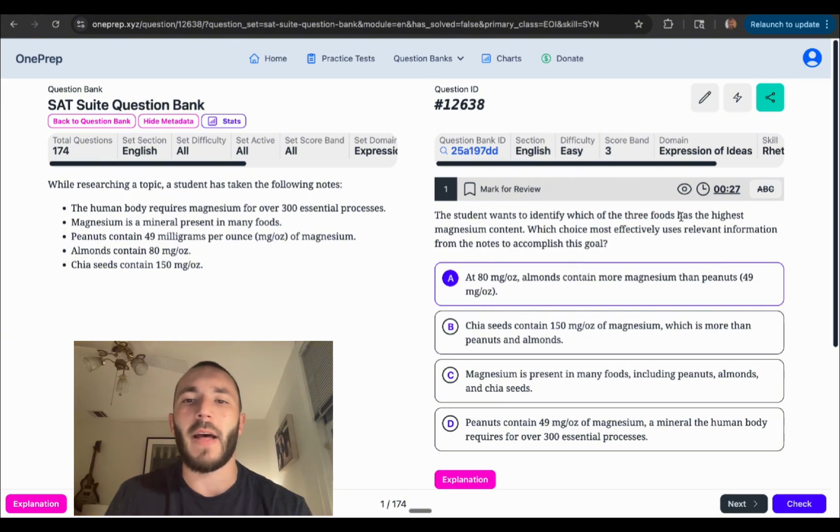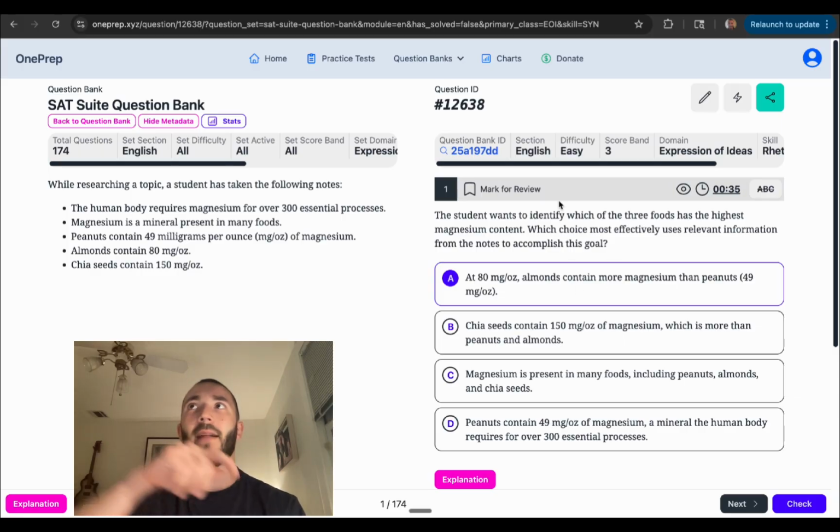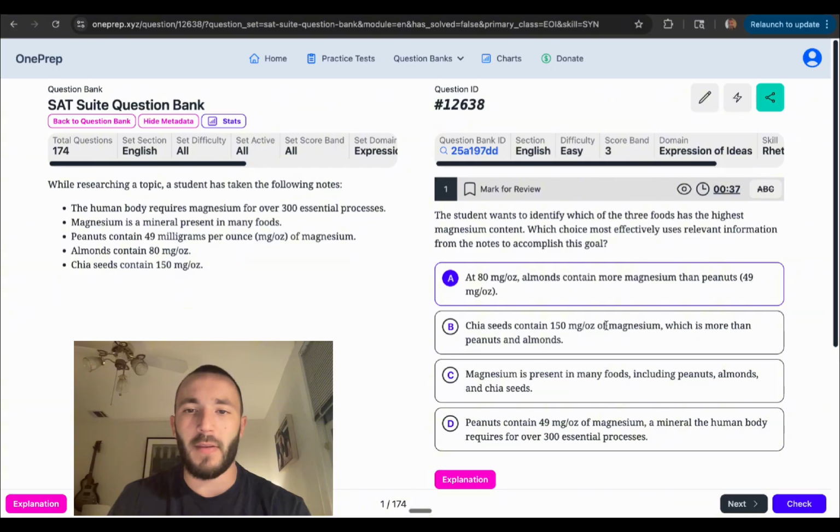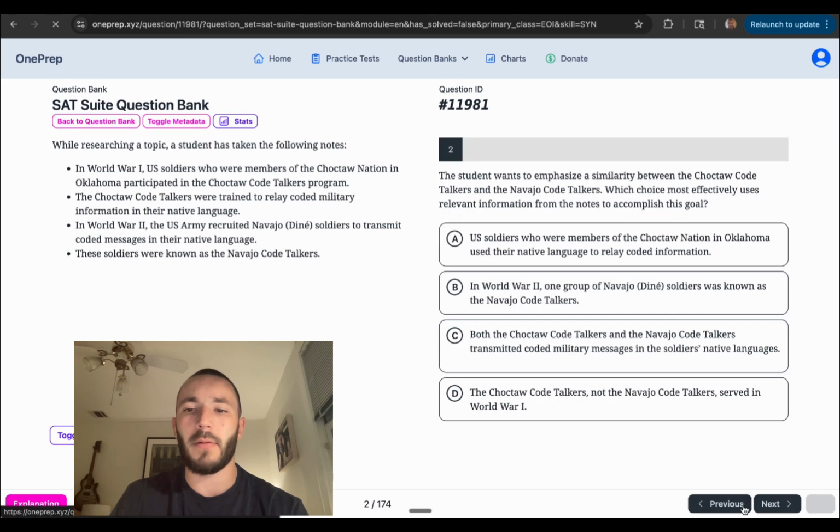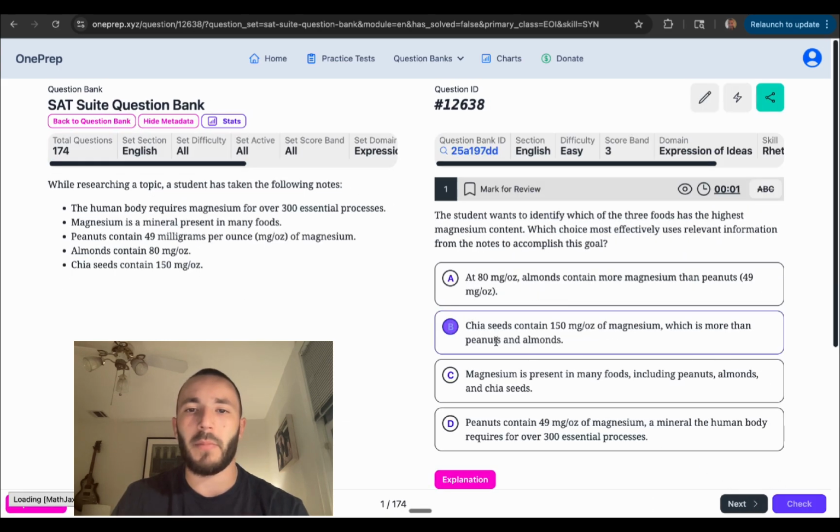Which of the 3 foods has the highest? So this one says almonds have more than peanuts, but that's just comparing 2. So we need to say like 1 out of a list of 3. Chia seeds contain 150, which is more than peanuts and almonds. Okay, B looks good. Magnesium is present in many foods, blah, blah, blah. It doesn't say which has the most, so that doesn't matter. Peanuts contain 49. A mineral the human body okay, it's definitely B. I think, yeah, difficulty easy. I'd say so. I forgot to hit the check. That was this one. Good.